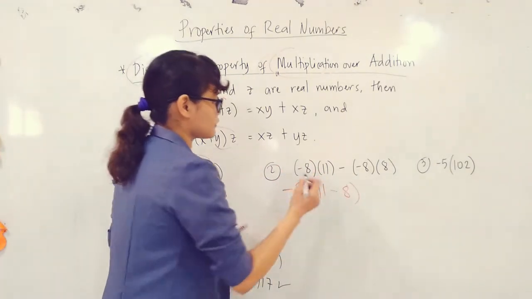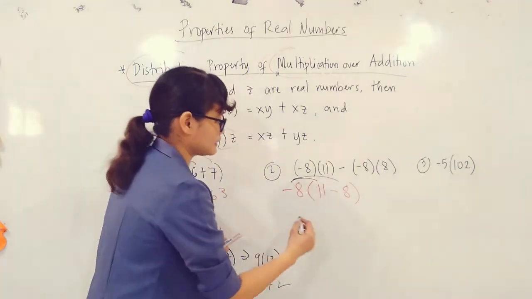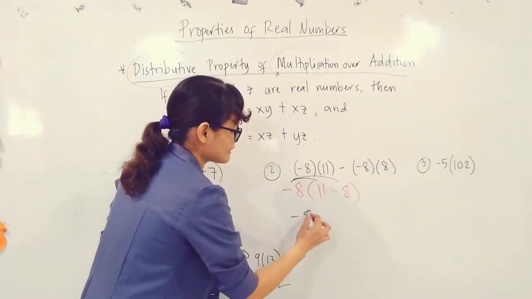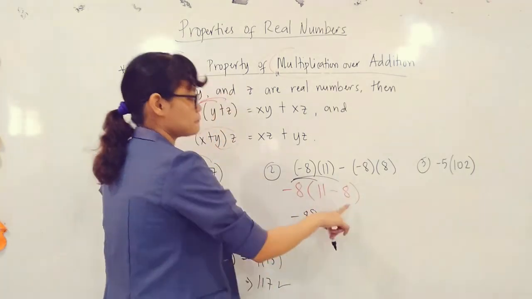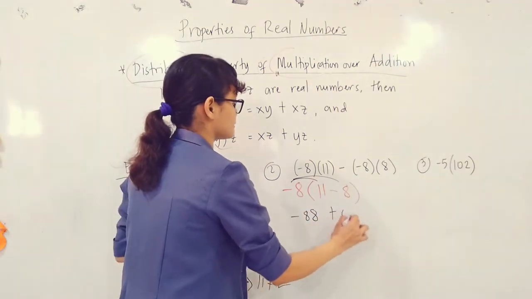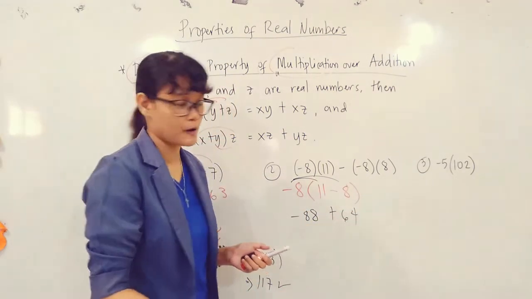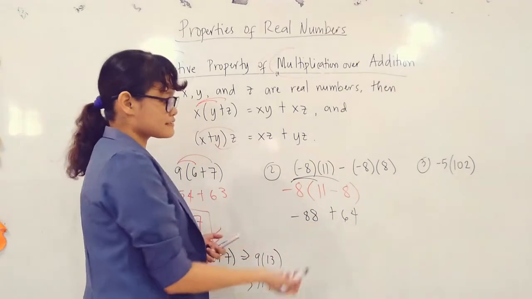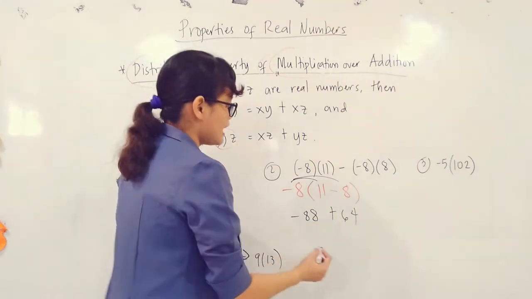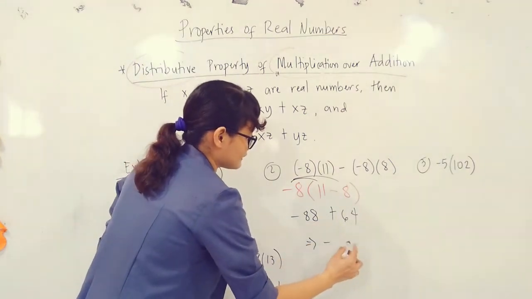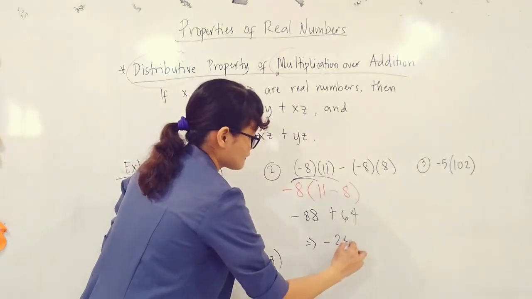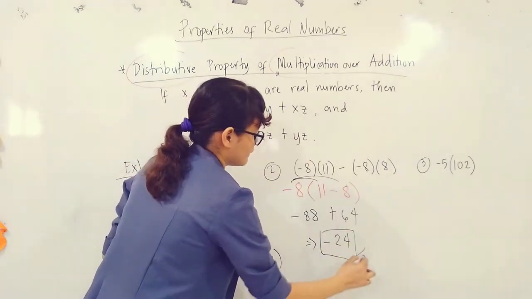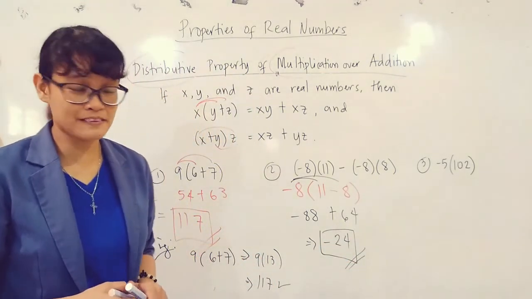So when I distribute, it becomes negative 88. Negative 8 times negative 8 is positive 64. So negative 88 plus 64 will give you an answer equal to negative 24. Okay, so next, let's have number 3.